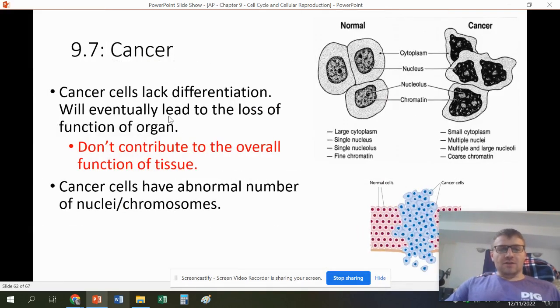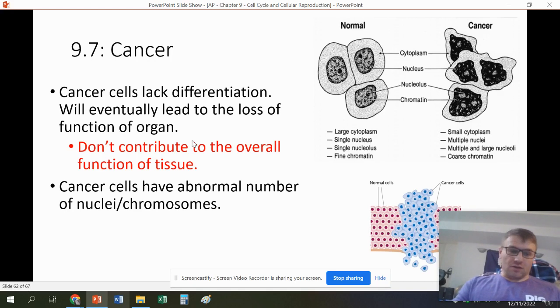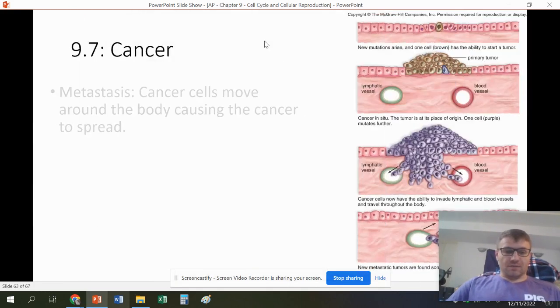Cancer cells lack differentiation and will eventually lead to loss of the function of the organ. So the reason why cancer is so deadly is because whatever organ that cancer is in, those cancer cells will essentially stop that function of the organ. So if the function of the organ isn't working, you're also going to have some major problems through that loss of function. It says cancer cells have abnormal numbers of nuclei or chromosomes. This is because, again, they're going through mitosis very rapidly before cytokinesis could occur.